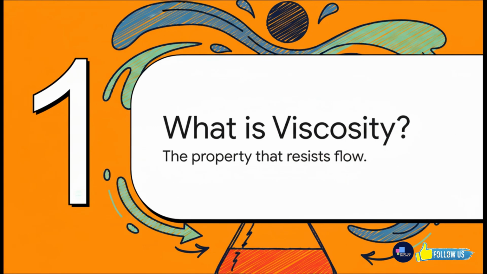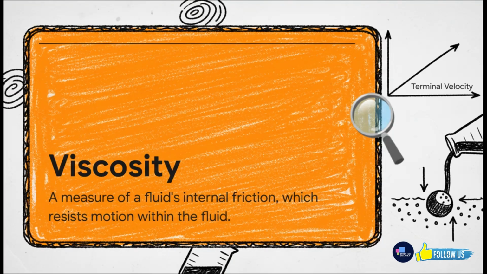Right. First things first, we need a proper scientific definition for this property that makes honey thick and water thin. Let's really pin down what it means for a liquid to be viscous. Okay, so here it is. Viscosity is, quite simply, a measure of a fluid's internal friction. That's the key phrase right there, internal friction. It's like the liquid is rubbing against itself. This friction does two things. It pushes back against anything trying to move through it, and it also creates friction between the different layers of the liquid itself as they try to slide past each other. Just remember that term, internal friction.